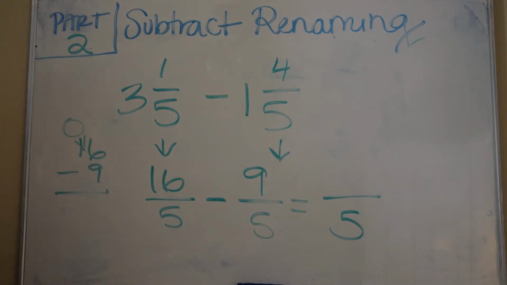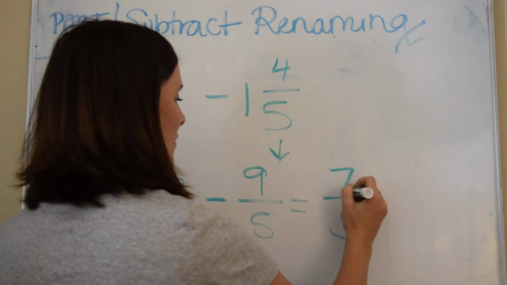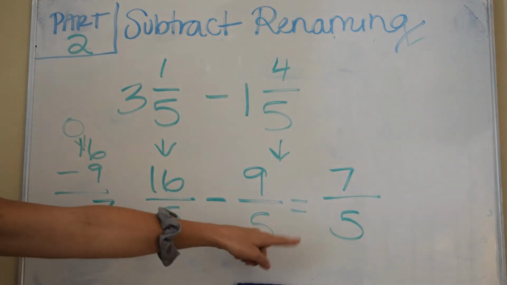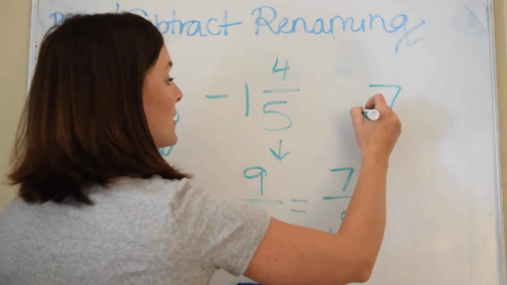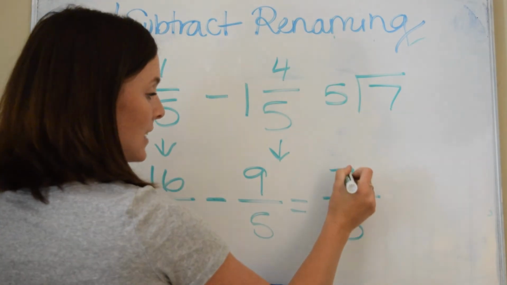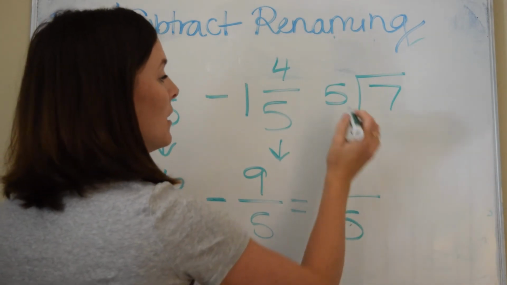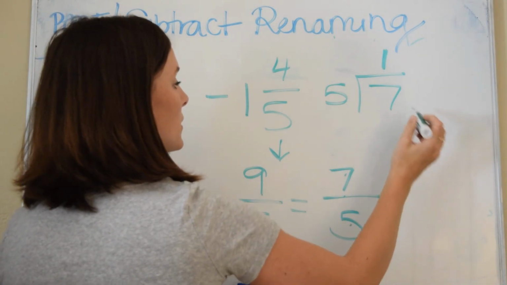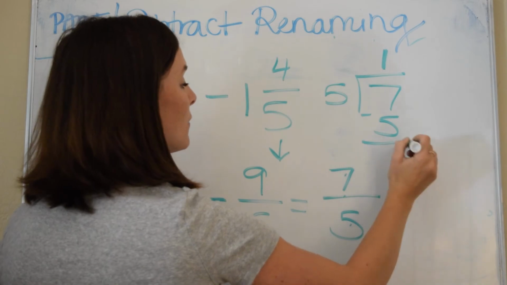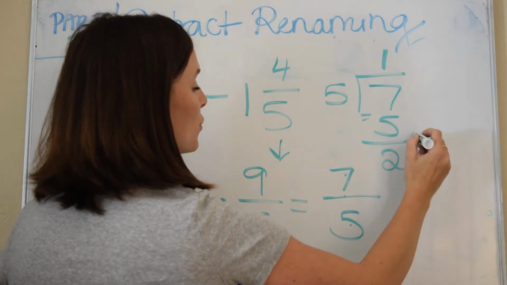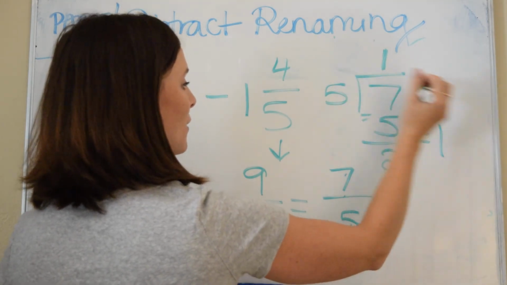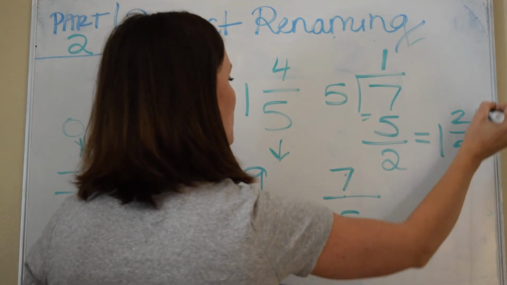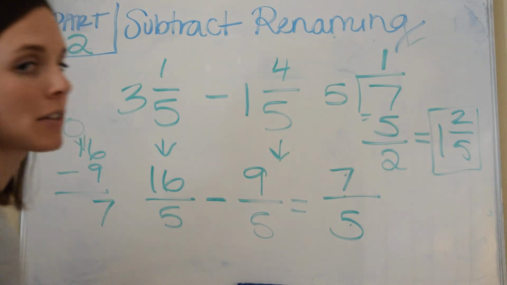Okay, so 6, 7, 8, 9, that would give me 7. So I have 7/5. Now that's improper. I can't have a bigger number on top. So if that happens, divide it. 7 divided by 5. 5 goes into 7 once. 1 times 5 is 5. 7 minus 5 is 2. So this reads 1 and 2 out of 5. 1 2/5 is your final answer.